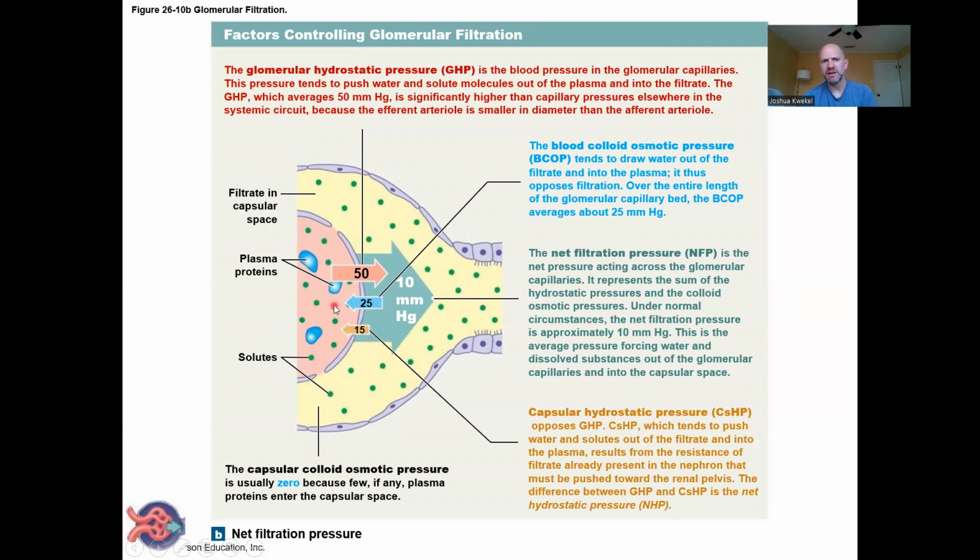So you do the math here, we have a total filtration pressure of about 10 millimeters of mercury. 50 minus 25 minus 15 equals 10. That's the mathematics there. We do all the math of the small arrows, we get the net result of the big green arrow. And that net result is outward, 10 millimeters of mercury, and most of that is due to the push of the blood pressure, the hydrostatic pressure.